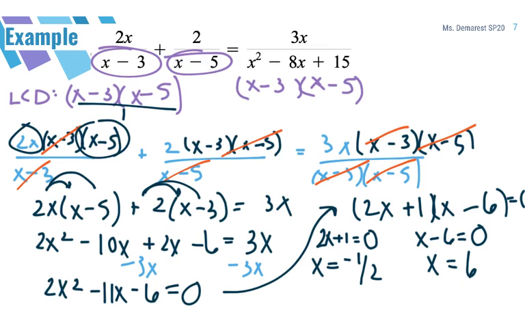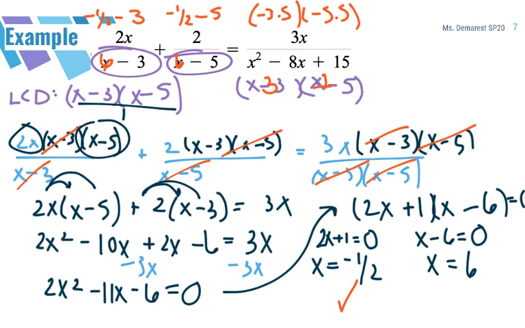And then we just have to check to make sure that nowhere do we get 0 in the denominator of our original. So if we look back, we would have negative 1/2 minus 3, negative 1/2 minus 5, and whatever those end up being, negative 3.5, negative 5.5. None of that is going to give us 0, so that one is good. Then if we were to plug in 6, we would get 3 and 1, 3 times 1, and that's not going to be 0 either. So we are good. We know that both of these answers work, and that's done.